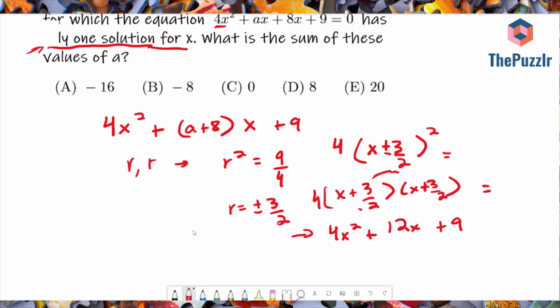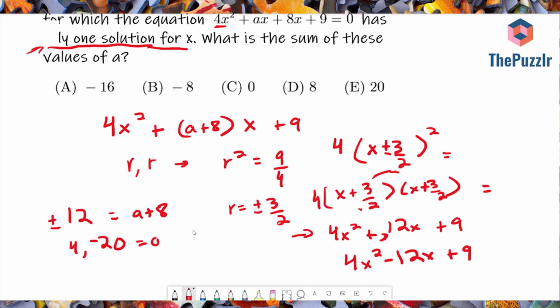But we could also have 4 times x minus 3 halves squared. So that wouldn't really change anything except for the sign of this term in the middle. This term would become 4x squared minus 12x plus 9. Okay, so plus or minus 12 is equal to a plus 8. So subtracting 8, we get 12 minus 8 is 4, and minus 12 minus 8 is minus 20, equal to a. It's asking for the sum of these values of a. So minus 20 plus 4, that's just minus 16, and we can move on.